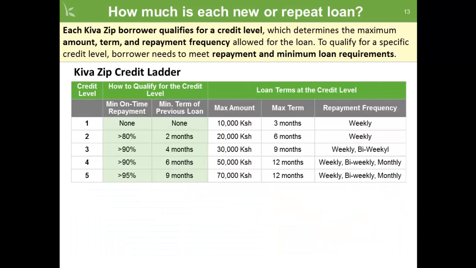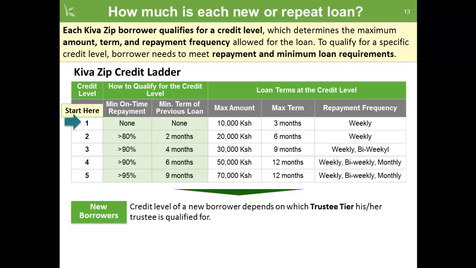So what exactly is a credit level? Credit levels are associated with Kiva Zip borrowers. It determines the maximum amount, term, and repayment frequencies allowed for the loan. To qualify for a specific credit level, the borrower needs to meet minimum requirements for on-time repayment and for term of the previous loan.